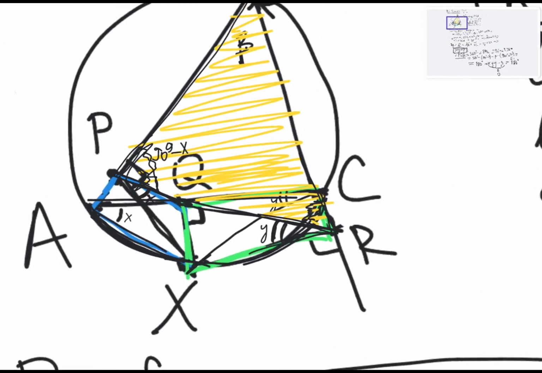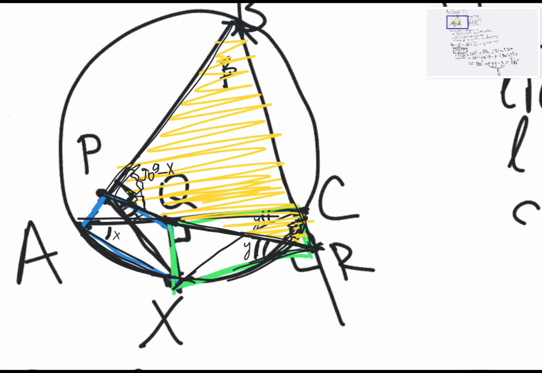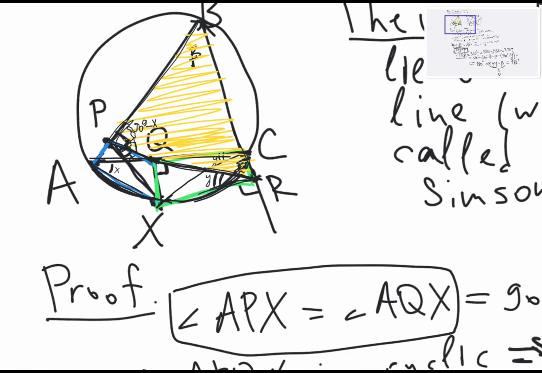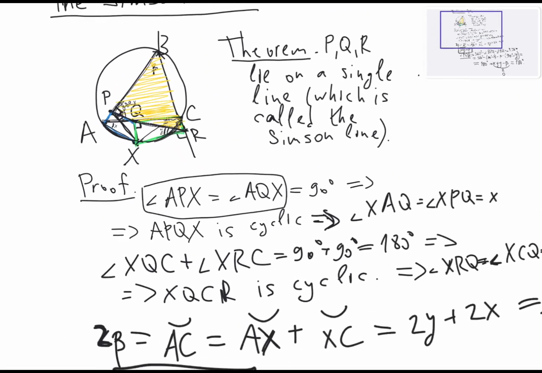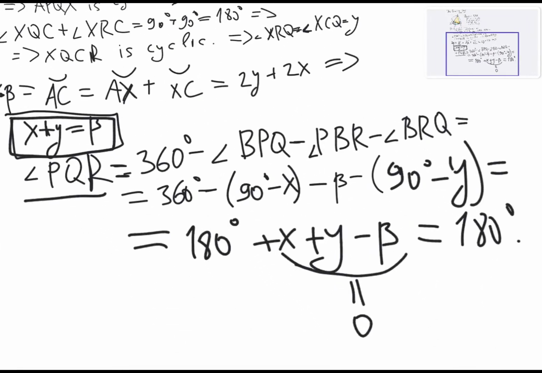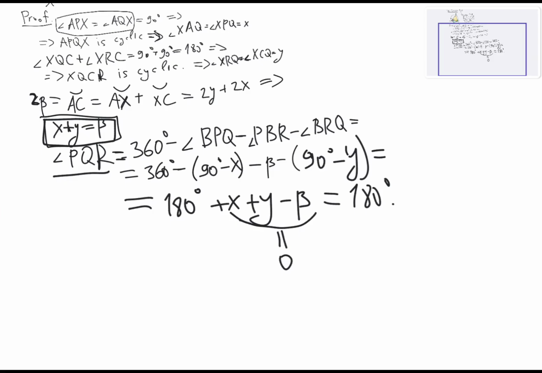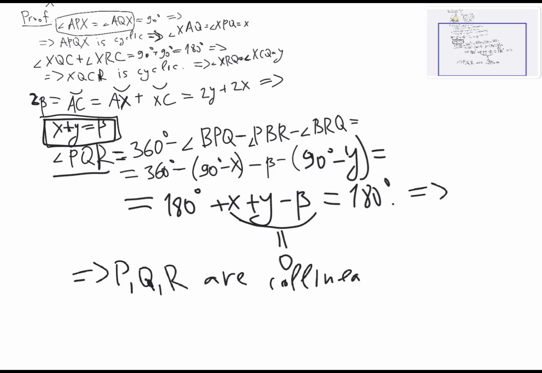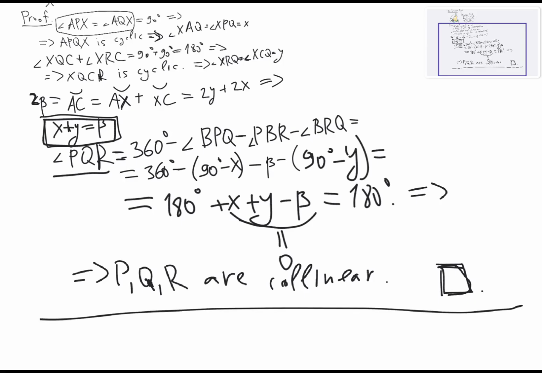What does it mean? PQR is 180 degrees. This exactly means that P, Q, and R are collinear, or lie on a single line. So this immediately implies that P, Q, and R are collinear, and this is exactly what we needed to prove. So this concludes the proof. So that's it for this video.